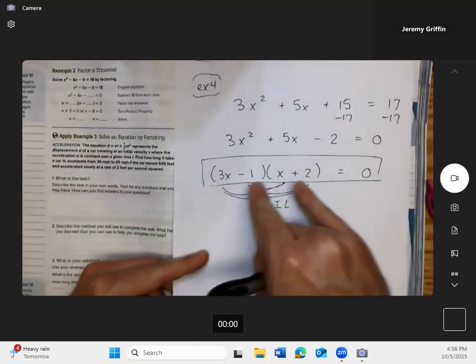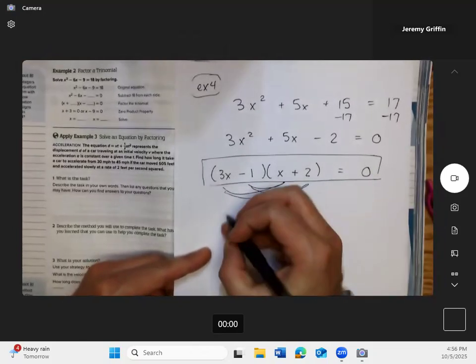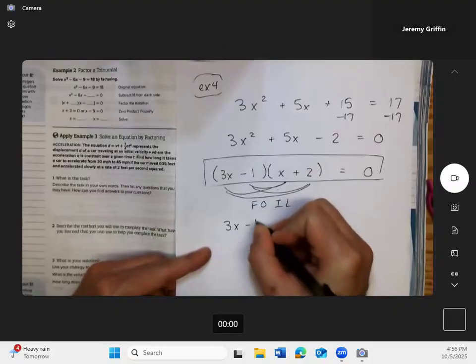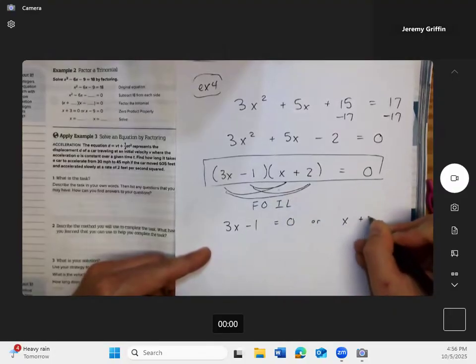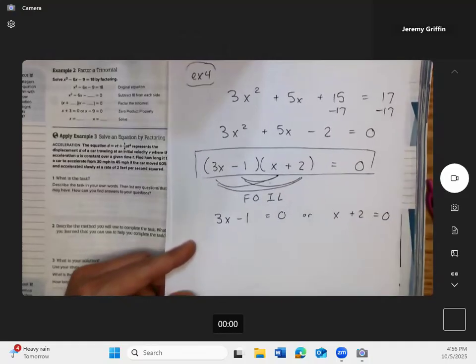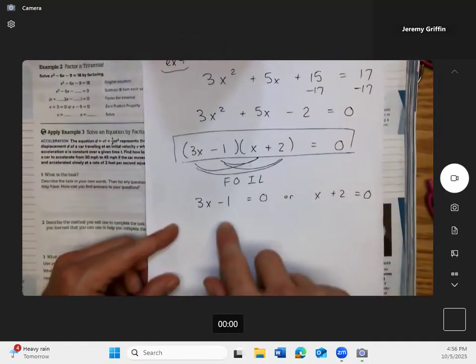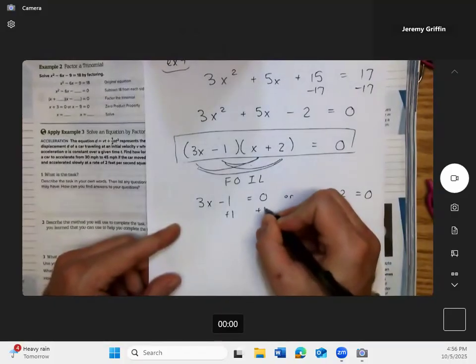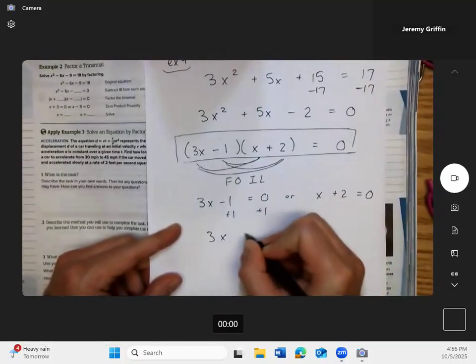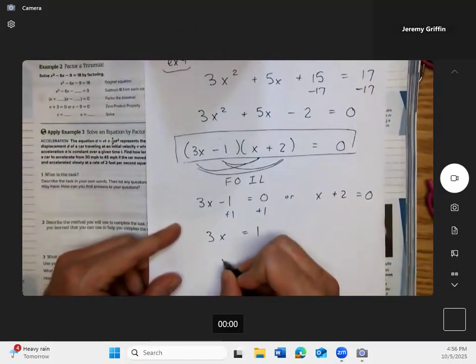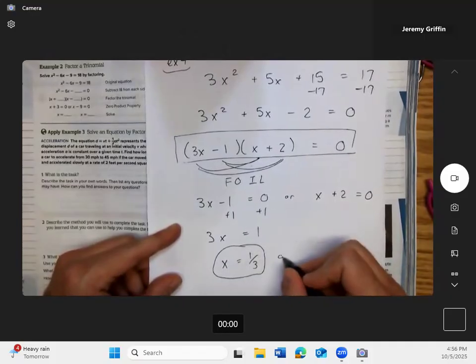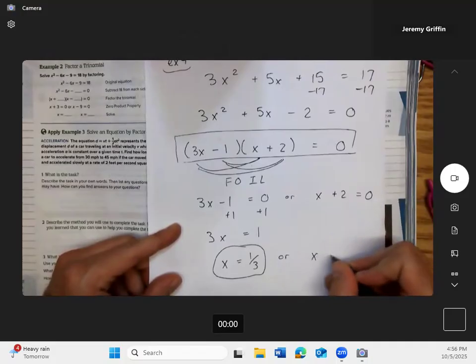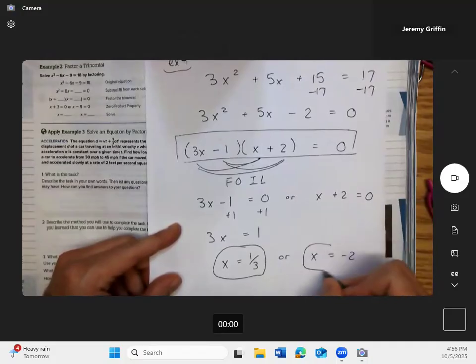So this could be equal to 0 or this could be equal to 0, either one. So I have to do 3x minus 1 equals 0 or x plus 2 equals 0. Either one of those would give me the correct answer. So add 1 over here, that's 3x is equal to 1. Divide both sides by 3. x is 1 over 3, should be a solution. Or subtract 2, x equals negative 2, could be a solution.